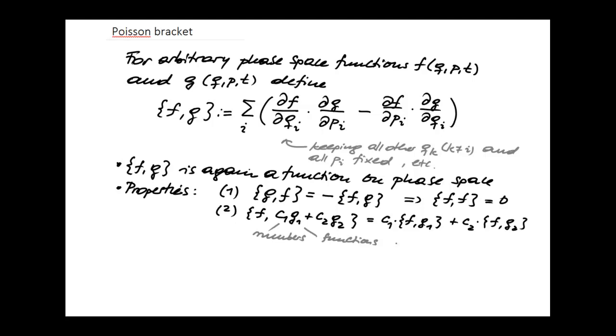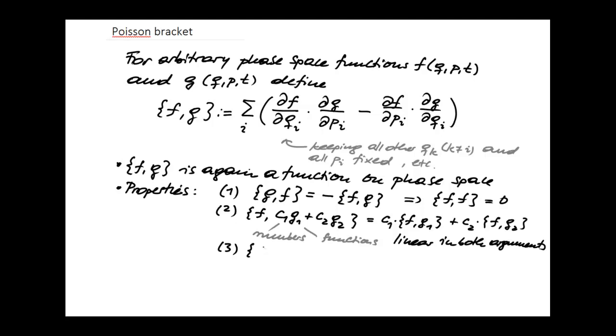So in fact, the Poisson bracket is linear in both arguments. Property number 3, that's a bit less obvious to see. And I encourage you to check it for yourself. Maybe it will become a homework problem, maybe not, but you should check it for yourself.